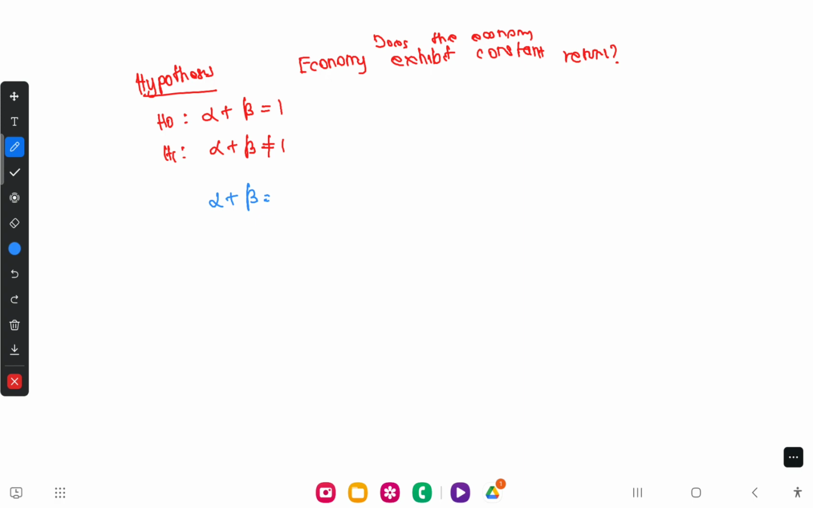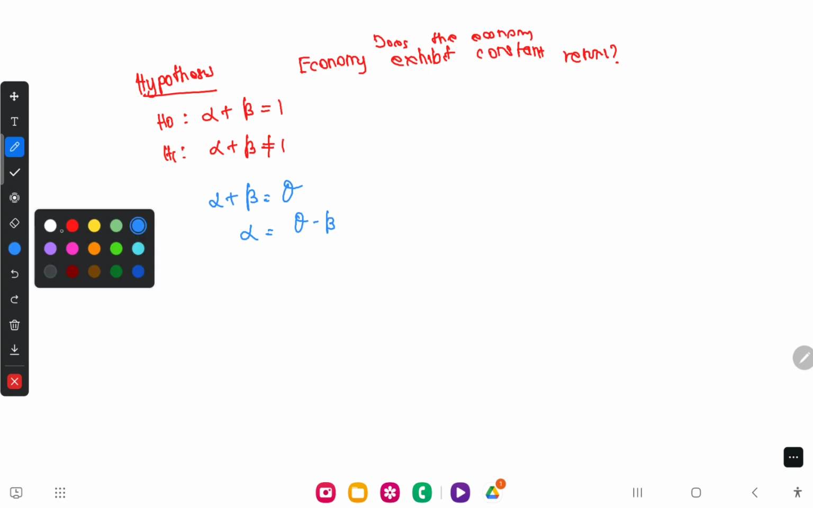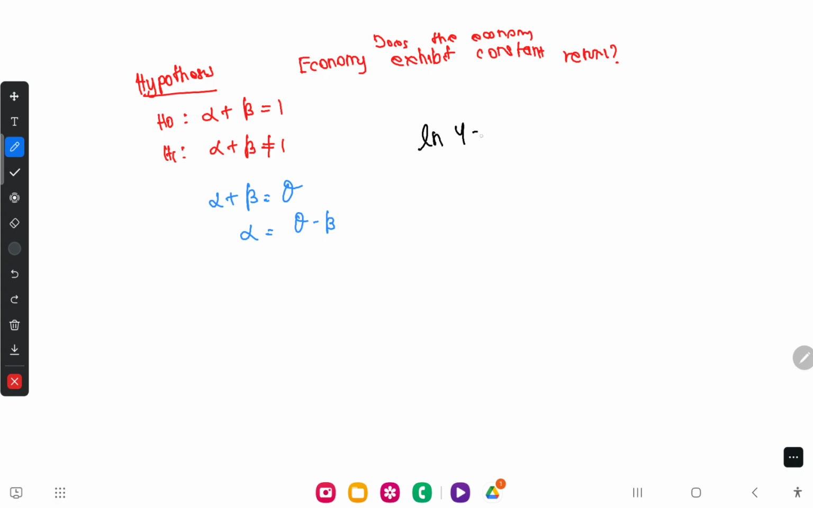Alright. So under the second method, the first one was the direct t-test. The second one, alpha plus beta, is the transforming the log method. We put it equal to theta. So we can say alpha is equal to theta minus beta. So in my equation, let's say my equation looks like this. I haven't given the equation, right? This is the equation which they have given in the question. ln Y, they don't have to give this. This is what we found before.